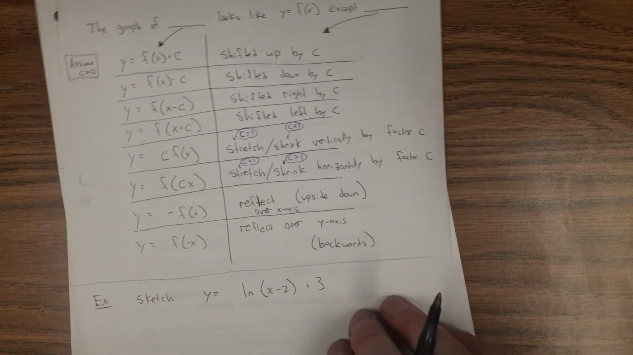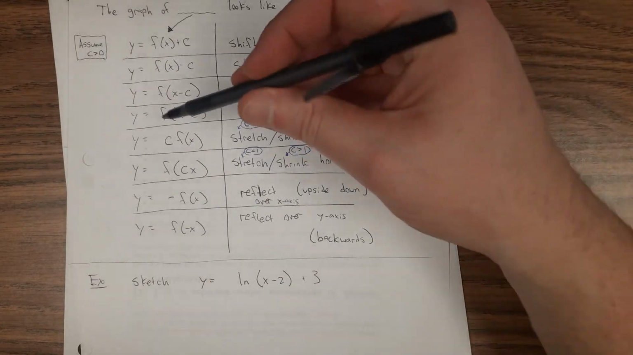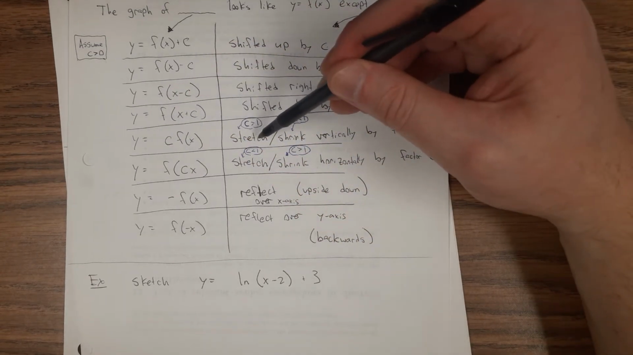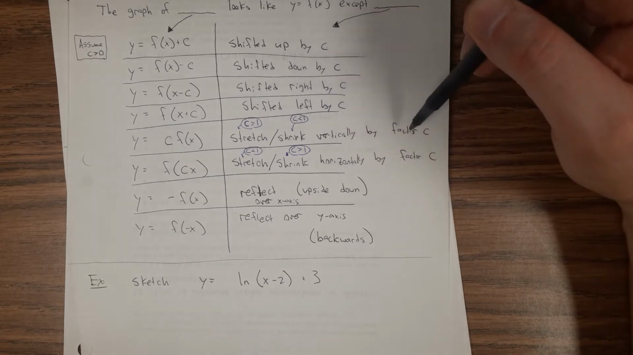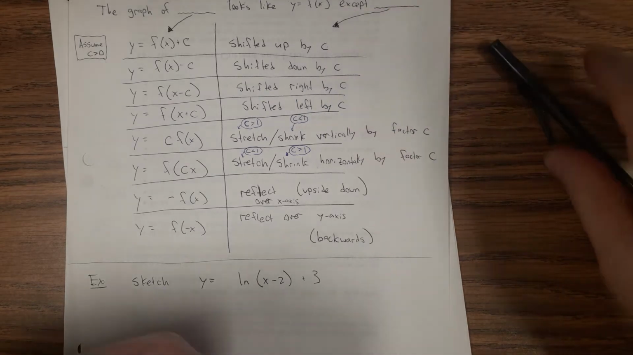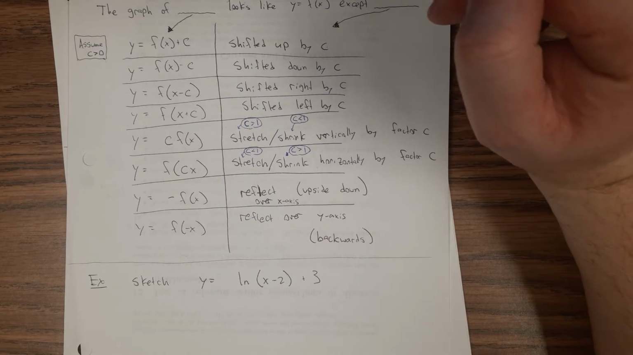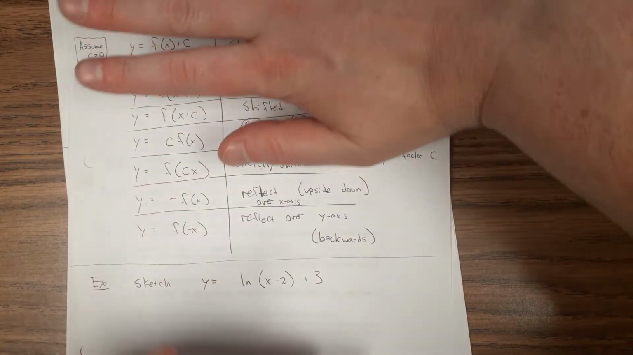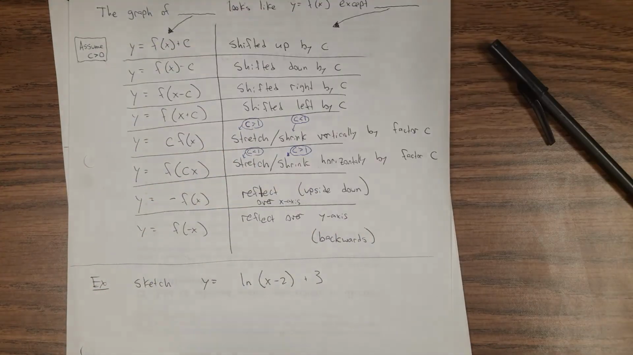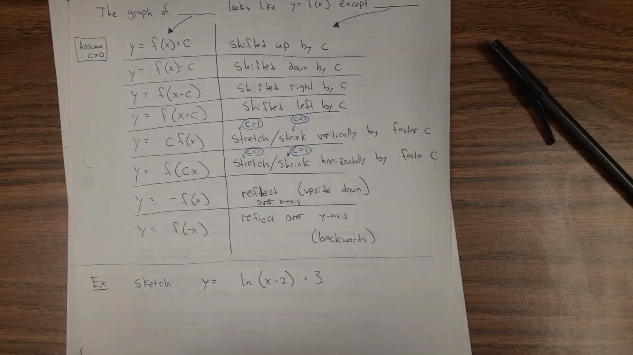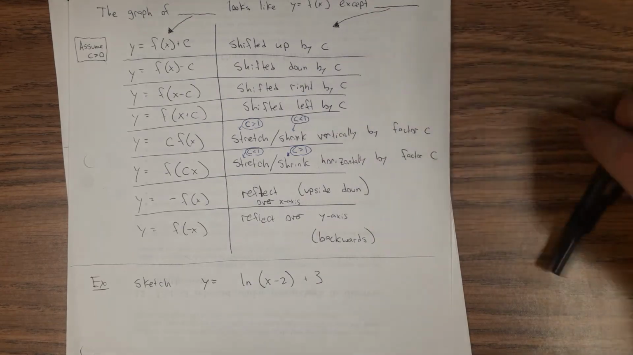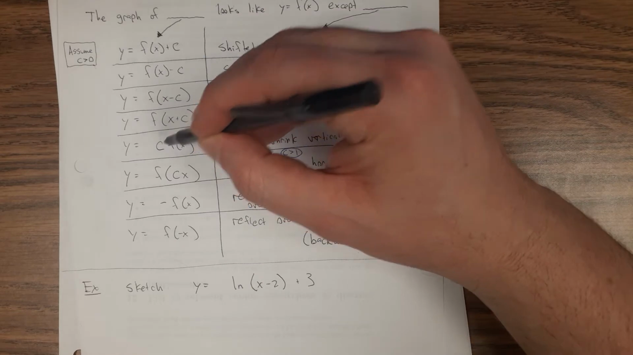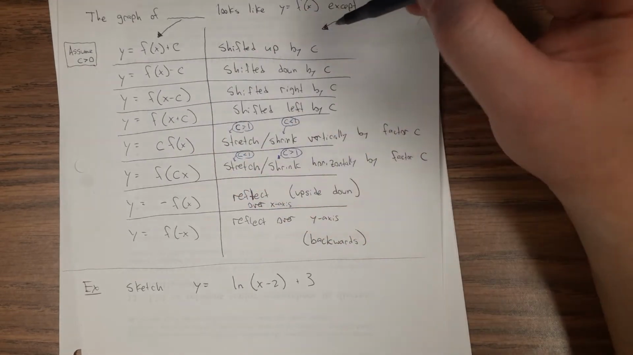And there are other operations. There's, say, this one. It's a stretch or a shrink vertically by a factor of c. It's basically taking the graph and stretching it vertically, so it just becomes taller, or shrinking it so it just becomes shorter. If c is larger than 1, you're stretching it. If c is smaller than 1, then you're shrinking it.